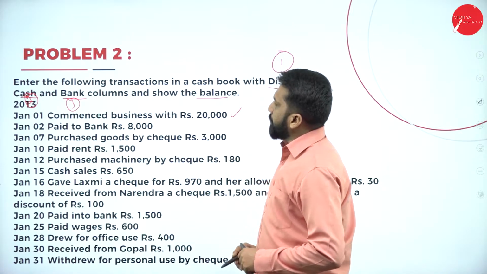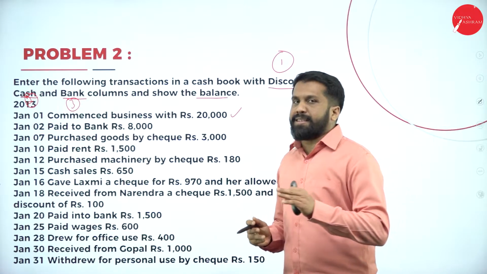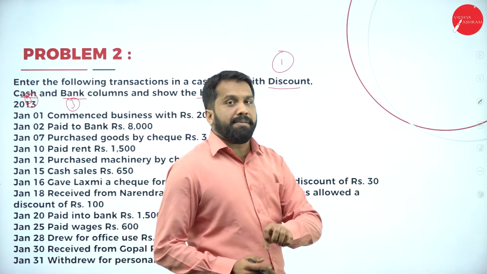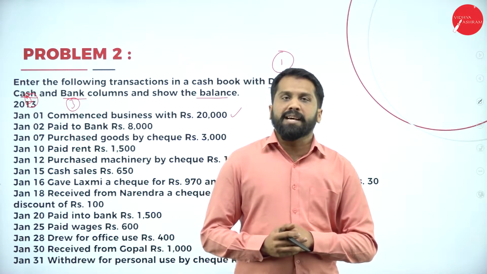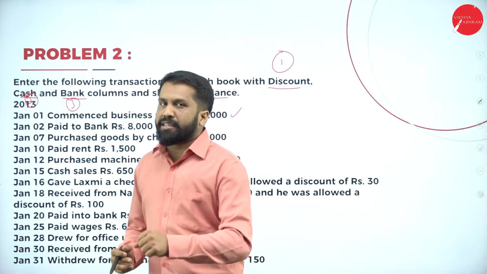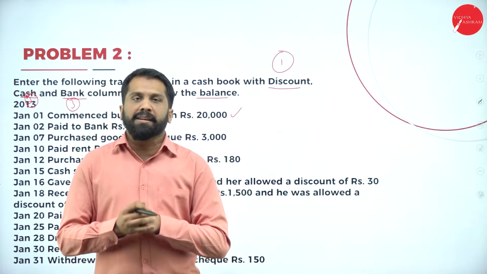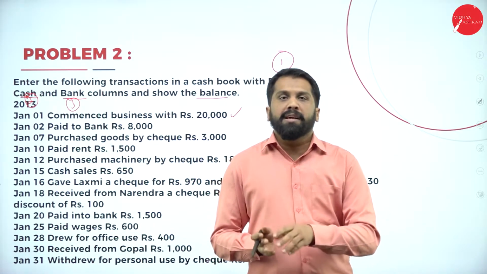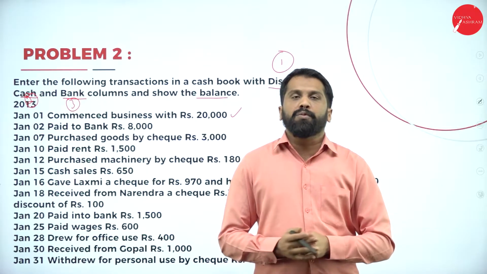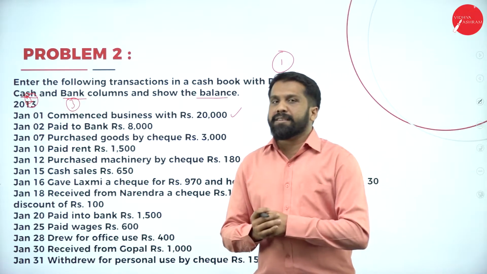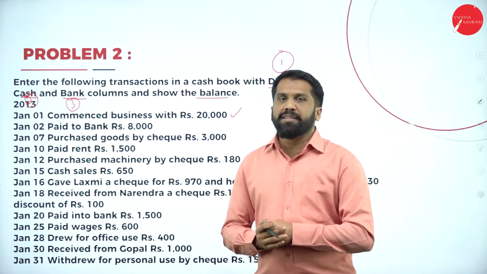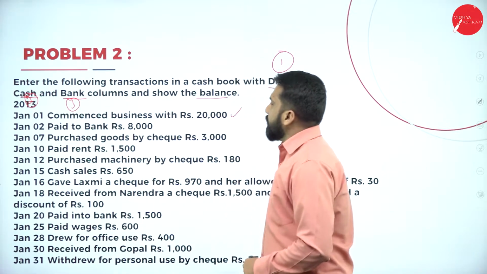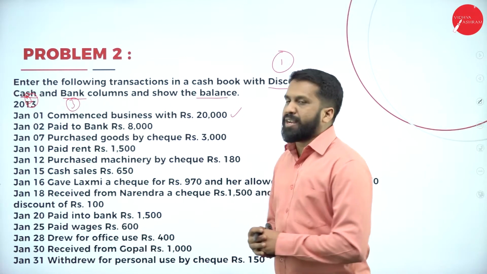Remember, we have two sides: one is receipt, one is payment. If you are receiving cash or receiving a check, we call it the receipt side. If you are paying cash or giving a check, we call it payment. If you are receiving cash or a check, we write it on the receipt side. If you are paying cash or paying by check, we call it payment. Hope you understood.